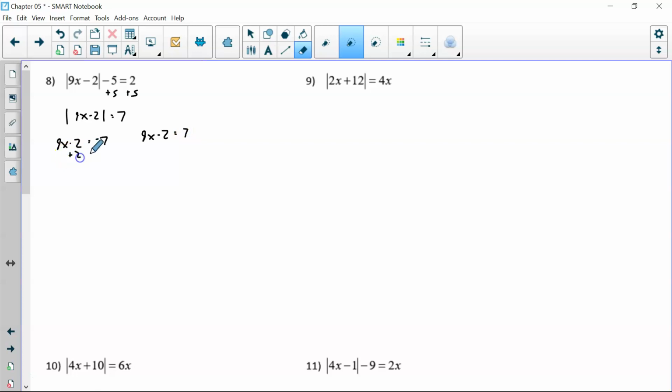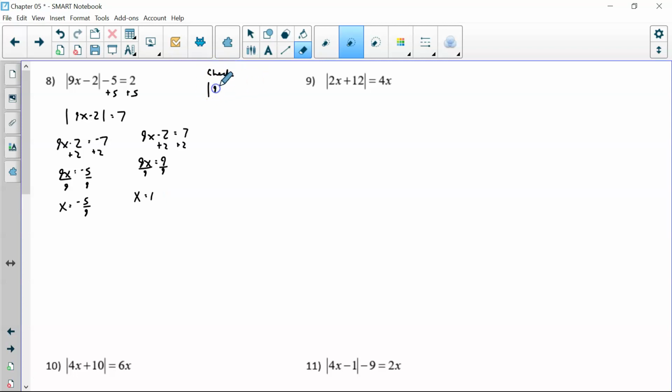So we add 2 to both sides. 9x equals negative 5. Divide both sides by 9. X equals negative 5 ninths. Add 2 to both sides. 9x equals 9. Divide both sides by 9. X equals 1. So those are our 2 possible solutions. We could do a check.